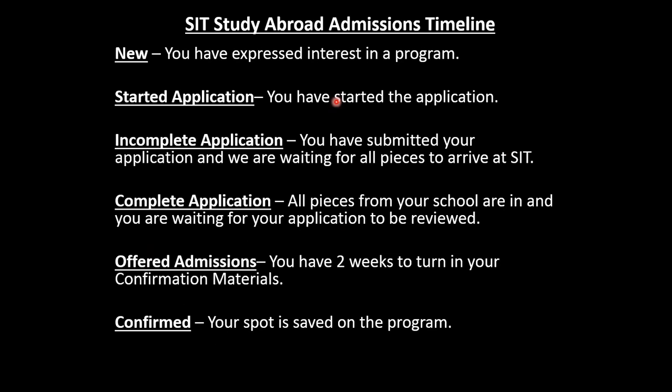Just a brief timeline. Most of you are probably at new or started right now. And then as you move along, the incomplete means you've submitted your application and we're waiting for all the pieces to arrive here. The complete application is when all the pieces have arrived and you are in line to be reviewed by the application's admission committee. Now, offered admissions is when you have 2 weeks to turn in your confirmation materials, and confirmed is when you have confirmed with us that everything is done.